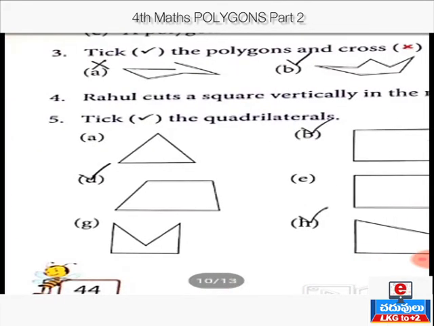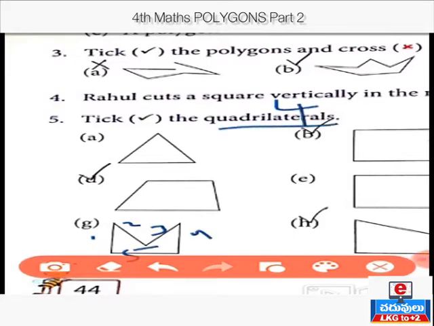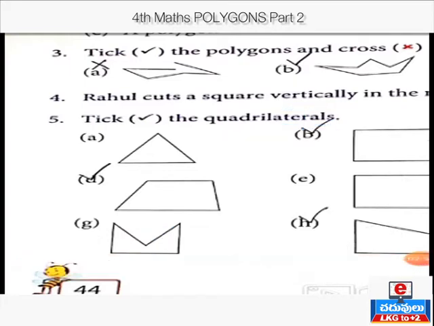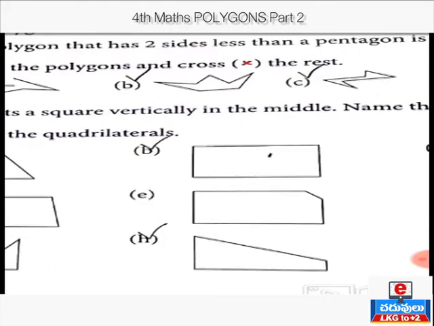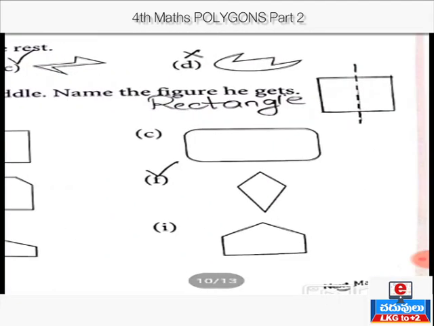Coming to G1. Here how many sides are there, children? Count it. 1, 2, 3, 4, 5. A 5-sided shape is not a quadrilateral. Quadrilateral means a 4-sided polygon. Okay. Coming to H1. Here how many sides? 1, 2, 3, 4. H1 is 4-sided.